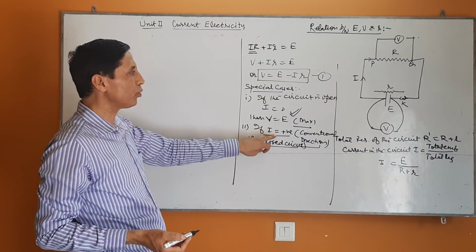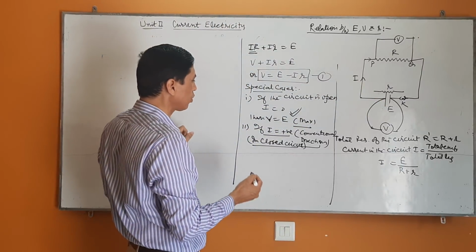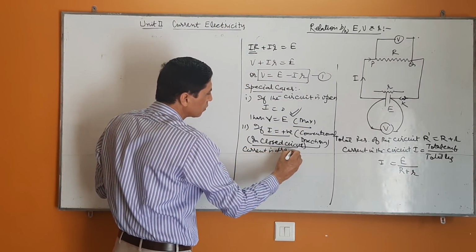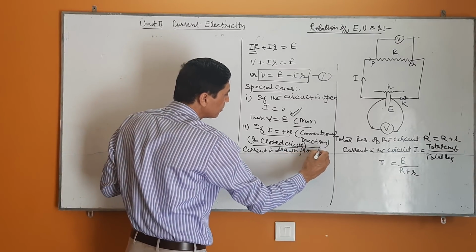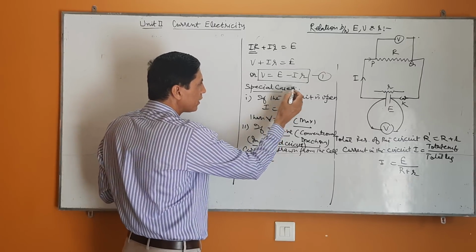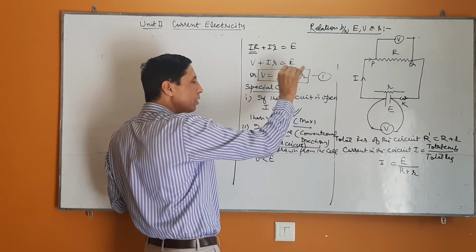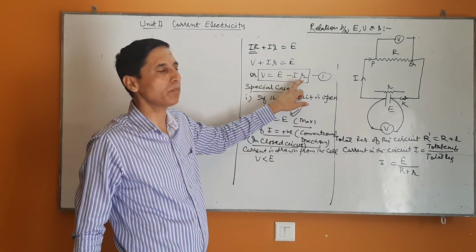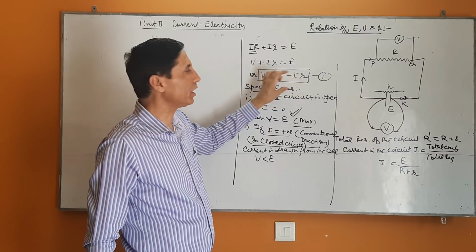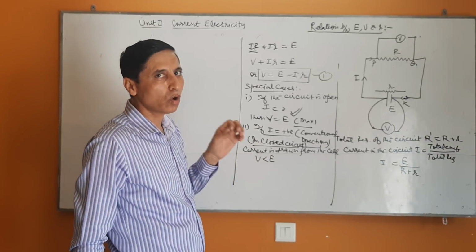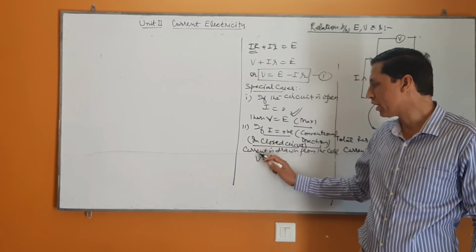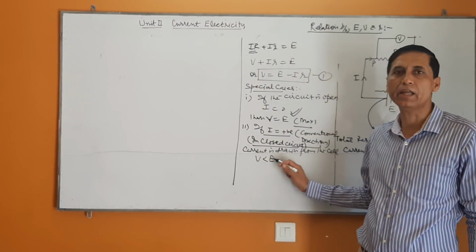Right? If I is positive, current is drawn from the cell, then V is less than E. Why? Then Ir will become positive. This term will become positive. r is always positive, I is positive, Ir has a definite value, so E minus something, V will become less than E. So always when the current is drawn from the cell, the terminal potential difference is less than the EMF of the cell.